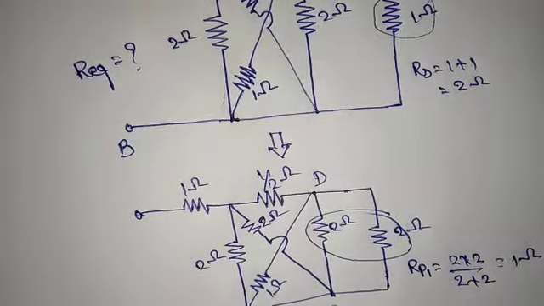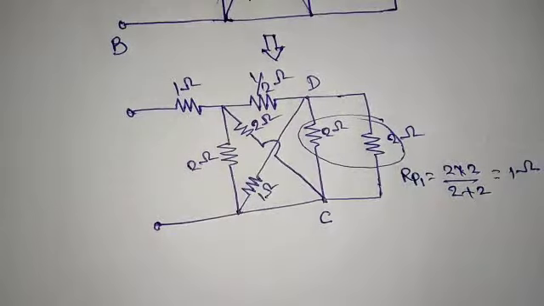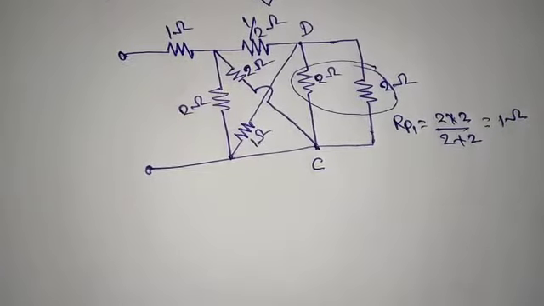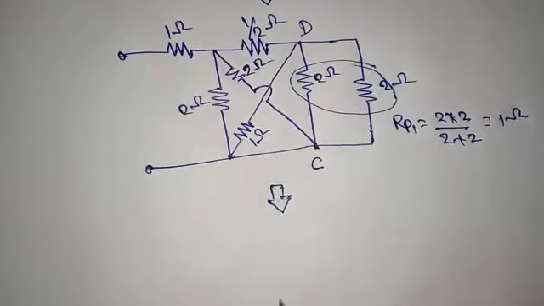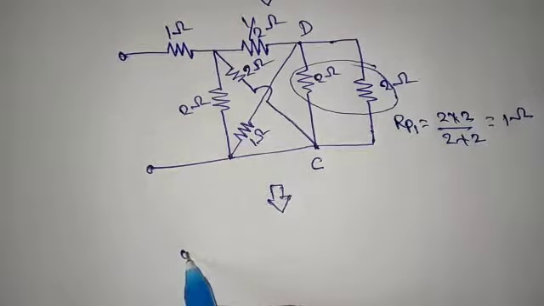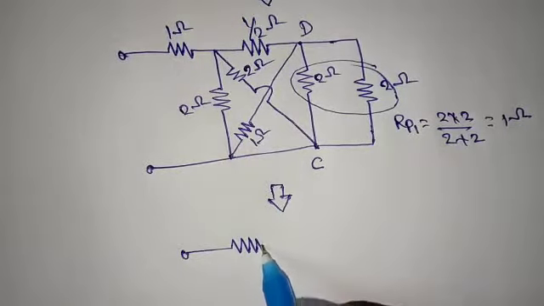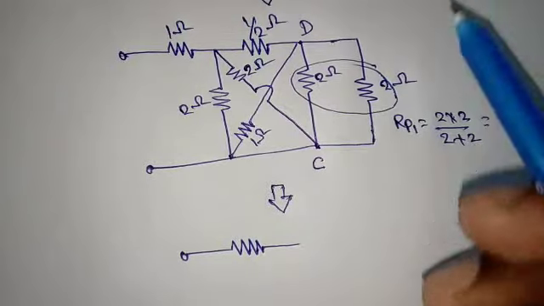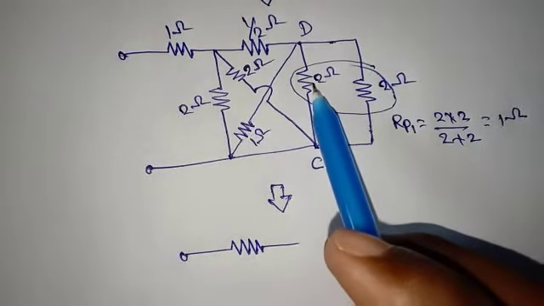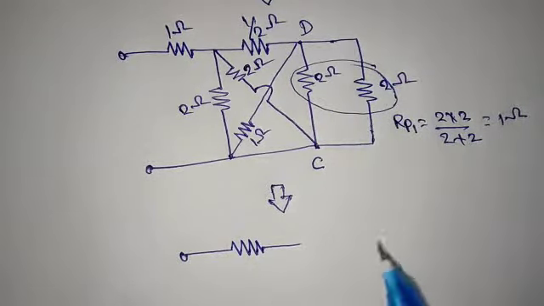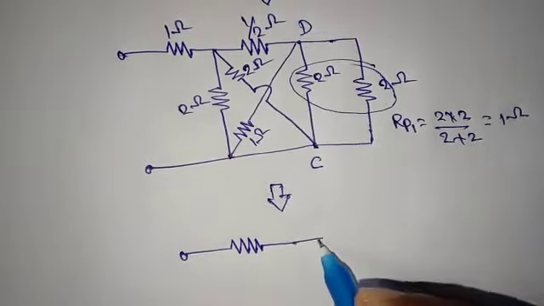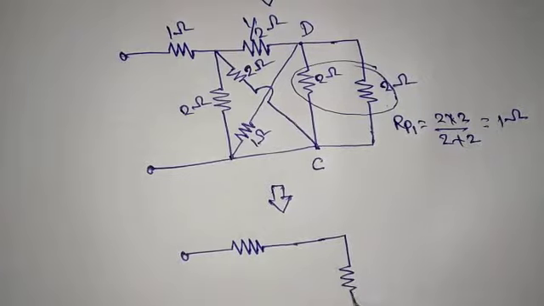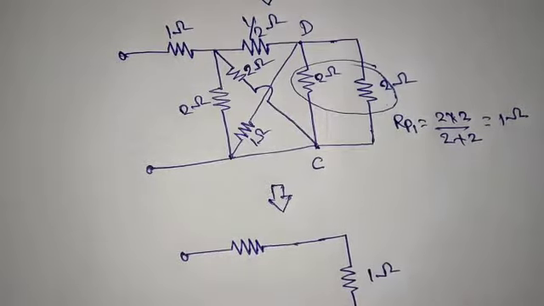After that, again we have to redraw the circuit. Don't forget to redraw the circuit, because it gives better simplification and the accurate answer. So again 1 plus 1, we got 2 ohms first. After that, again the 2 and 2 ohms are in parallel to each other, and we got the value 1 ohm. Again we have to redraw the circuit. 1 plus 1 will be equal to 1 ohm here. We have redrawn here the 1 ohm.